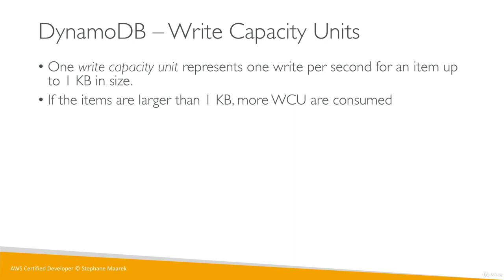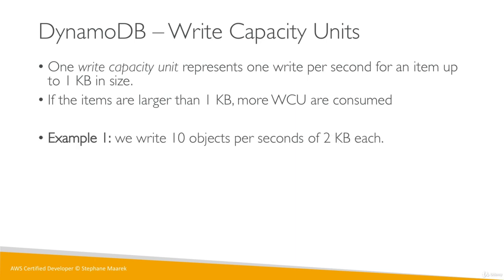Let's go through examples because these are the easiest way to remember, and these examples may be asked at the exam, and so you need to understand how to compute the WCU. So say we write 10 objects per second, and each object is 2 kilobytes each. Well, just compute it in your head if you want to, or pause this video. But we're going to need 2 times 10 equals 20 WCU. So why? Because we write 10 objects per second, and then the objects are 2 kilobytes each, and 1 WCU represents 1 kilobyte, so 2 times 10 equals 20 WCU.